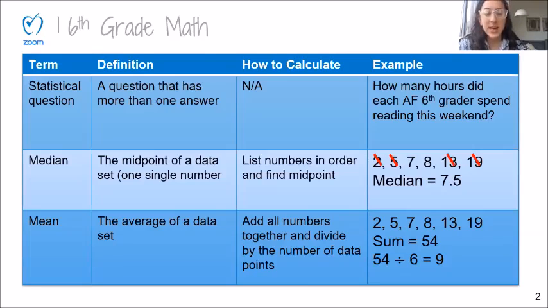Lastly, the mean. That's the average of the data set. And we find the mean by adding together all the numbers in the data set and then dividing by the number of data points. So as you can see in the example here, 2, 5, 7, 8, 13, 9. When I add all those numbers together, I get 54. Then to find the mean, I needed to divide by 6. Remember, I got 6 because there are 6 numbers in my data set. Therefore, the mean of this data set is 9.